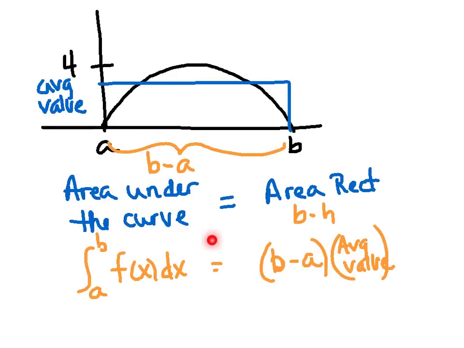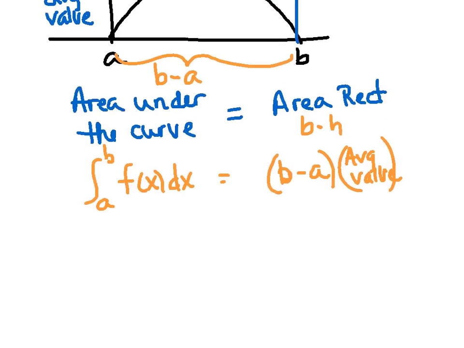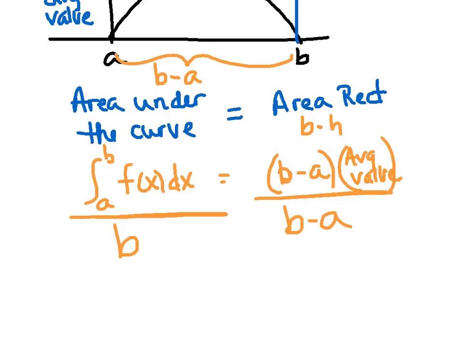Okay, so again, this will get me the area under the curve when I integrate from a to b. And I'm describing my rectangle as the base, which is b minus a, times a height of the average value. Now, if my goal was to solve for the average value formula, or write this as the average value, all I would have to do is get rid of this b minus a by dividing it over. And we've got our formula.